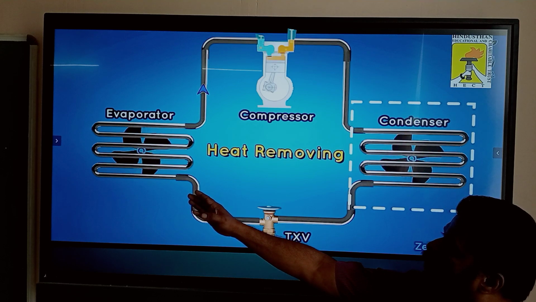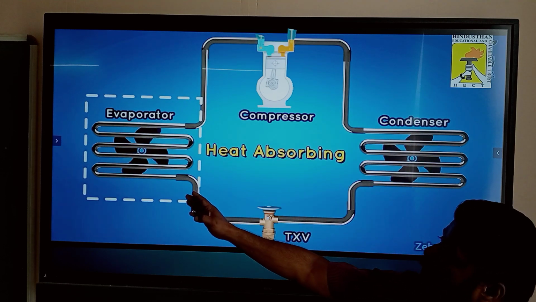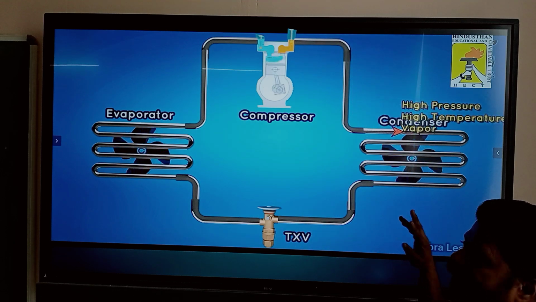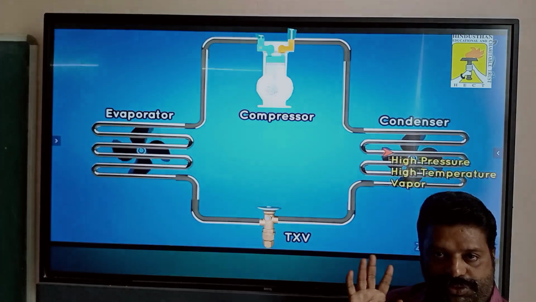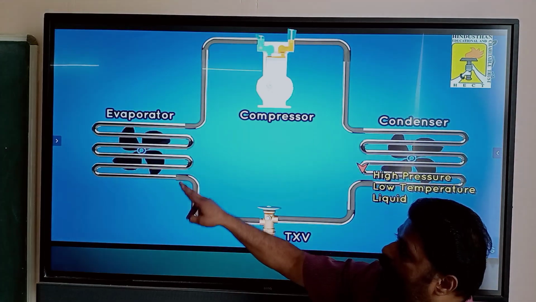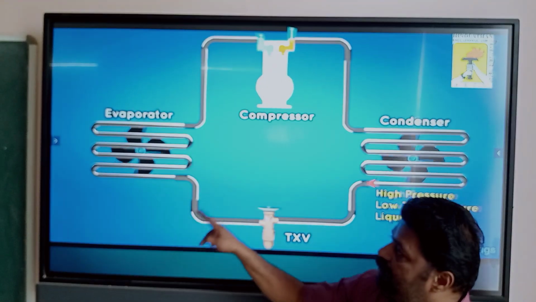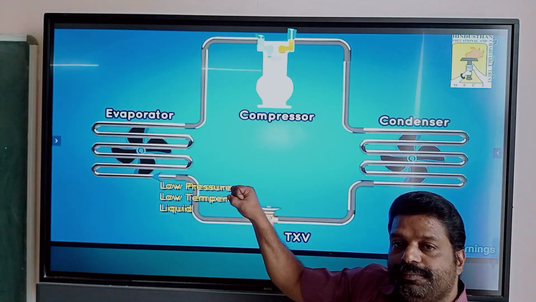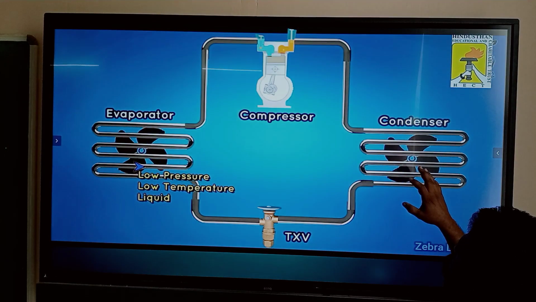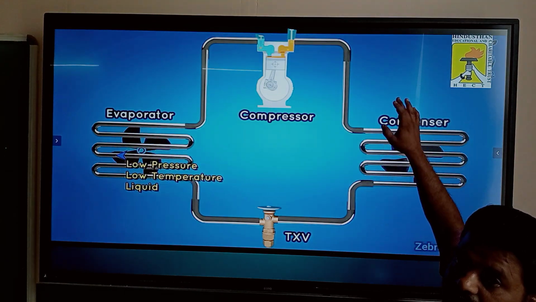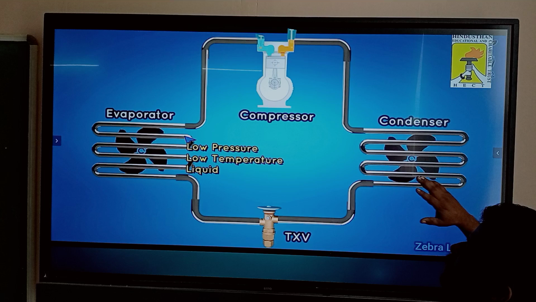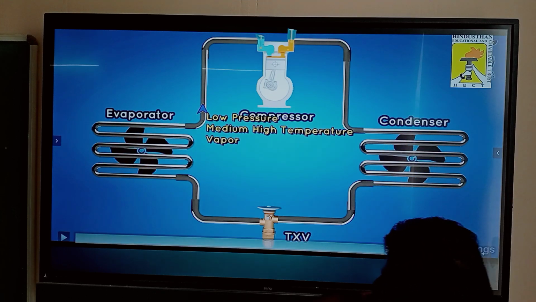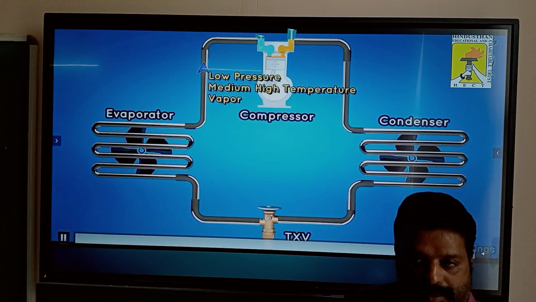So in the evaporator heat is absorbed, and in the condenser heat is removed. That is the process. In the freezing area the refrigerant absorbs heat, and the absorbed heat is removed in the condenser to the atmosphere. Okay, thank you very much.